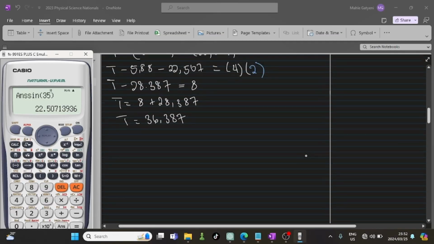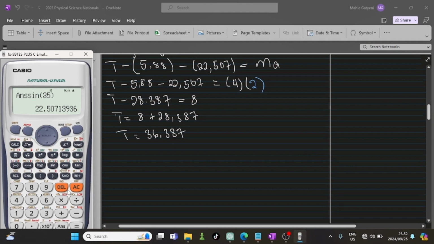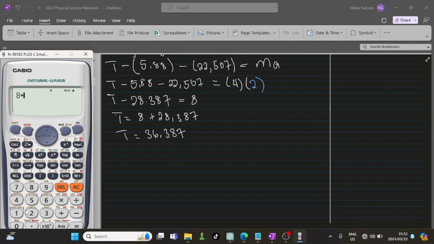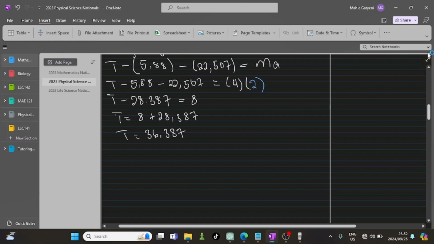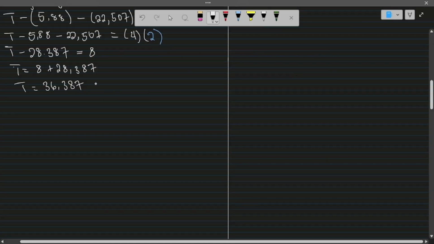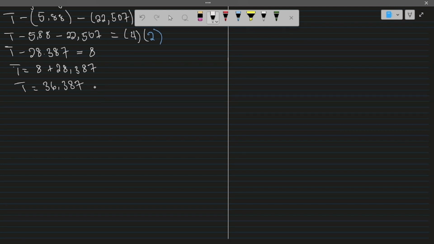I'm not making up these answers. It's gonna be 8 plus 28,387, which is 36,387, guys. So is this a vector or scalar? These are vectors, guys. So you need to show the direction, because a vector has a magnitude and also shows the direction. All right, so newtons up the slope.